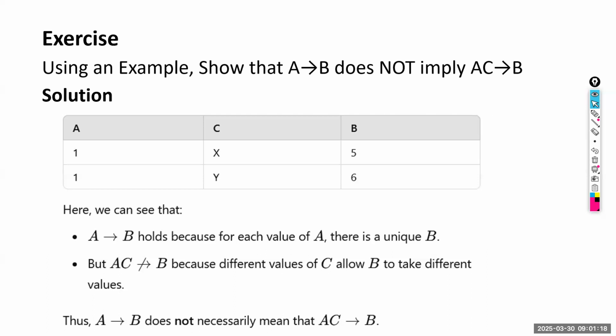Okay. But that is not the case. So just because A determines B, we can't say that AC determines B. Sometimes you may feel like it should be, but actually there's no such thing in logic, in functional dependencies. Okay.